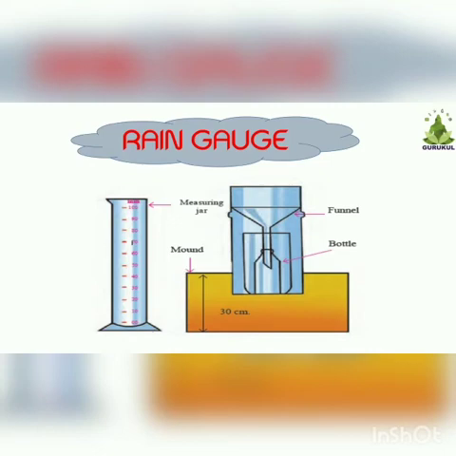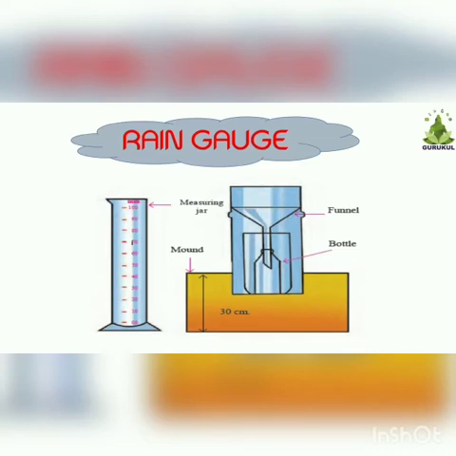The funnel that is used in the rain gauge has a specific diameter. The rain falling in this funnel is collected in a bottle fitted in the gauge. The collected water is then measured with the help of a measuring jar. In areas of heavy rainfall, the reading of the rain is taken every 3 hours. The measuring jar reads in millimeters.